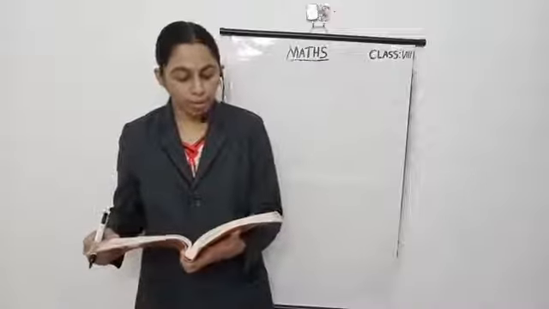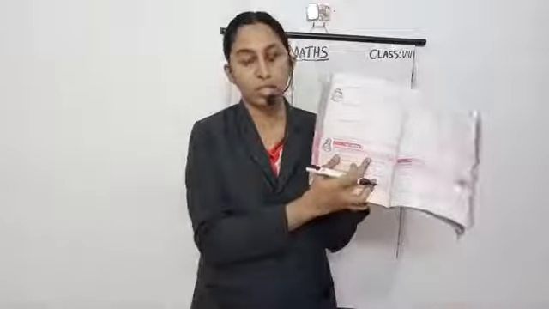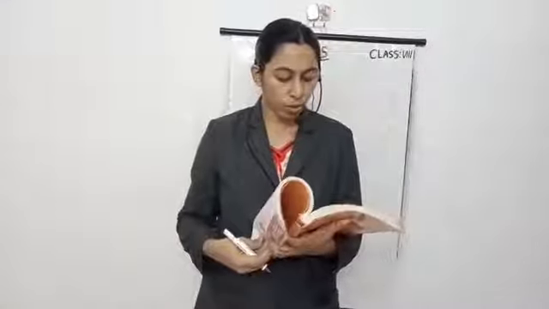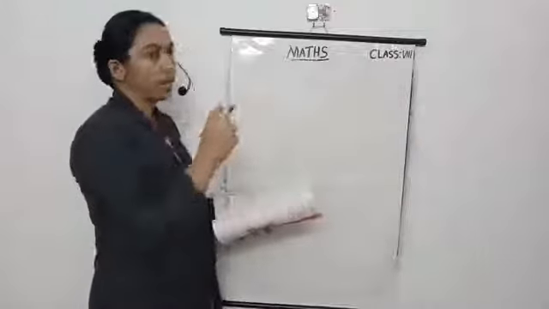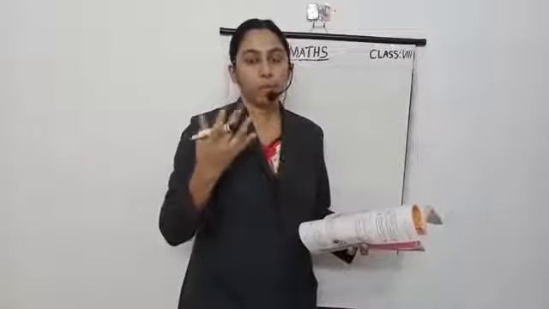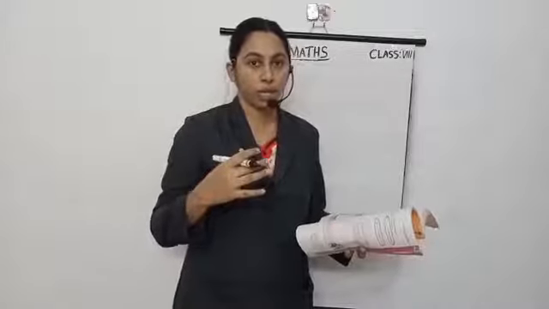Now take your textbook, page 194. Try this. First try this. Find the multiplicative inverse of the following. So find the multiplicative inverse. I already told you a raised to m, then a raised to minus m is the multiplicative inverse of a raised to m.